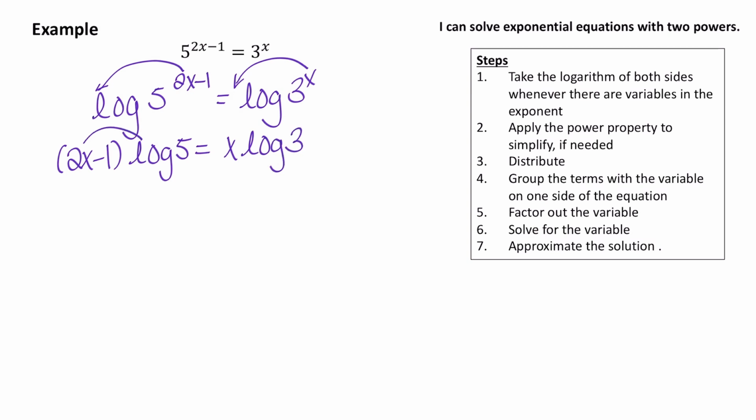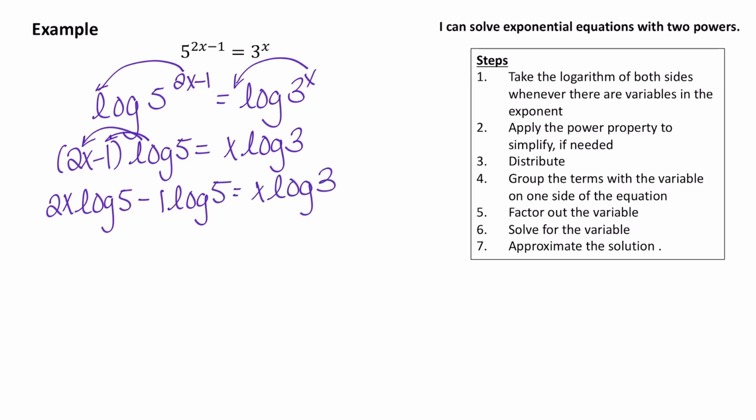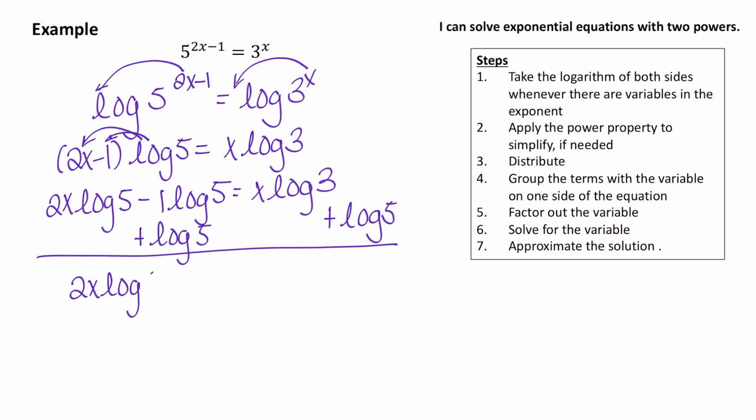Once again, I'm going to distribute over here. So I have 2x log of 5 minus 1 log of 5 equals x log of 3. I'm going to move all my terms that have an x in them to the same side of the equation. So what I'm going to do is add this log 5 to both sides, so I can move that over to the right. And when I do that, I get 2x log 5 equals x log 3 plus log 5. And then I'm going to move this x term over here, so I'm going to subtract x log 3 from both sides.